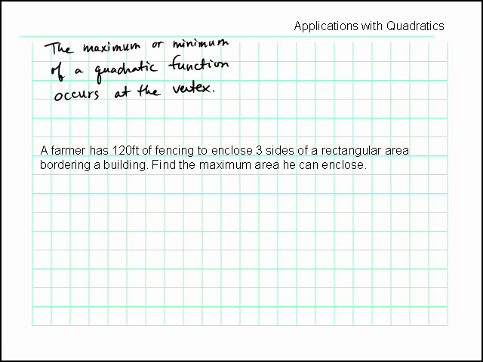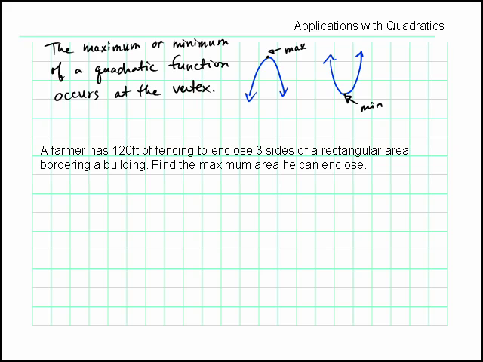When we graph a quadratic function, we get a parabola. If the parabola opens downward, then the vertex up here represents the maximum value of the function. If our parabola opens upward, then the vertex is down here and it represents the minimum value of the function.